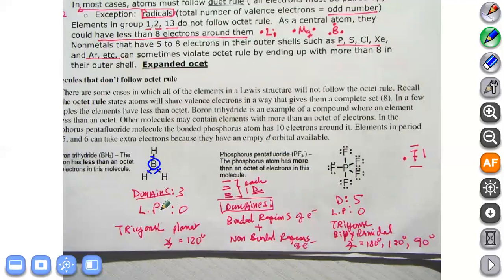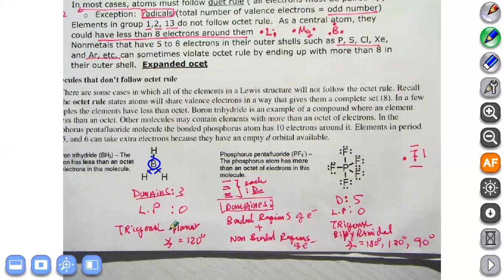And we all know that when you have three domains and lone pair 0 in this way, it would be called trigonal planar for the molecular geometry. And the bond angle would be 120. And we've all learned that last year.